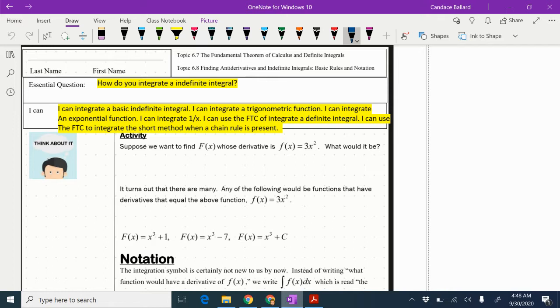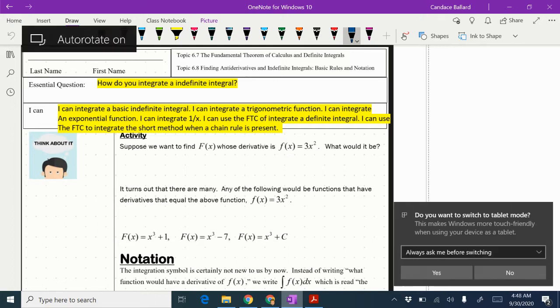I can integrate a trigonometric function. I can integrate an exponential function. I can integrate 1 over x. I can use the fundamental theorem of calculus to integrate a definite integral. And I can use the fundamental theorem of calculus to integrate the short method when the chain rule is present. So those things will hopefully all make sense by the end of this lesson.